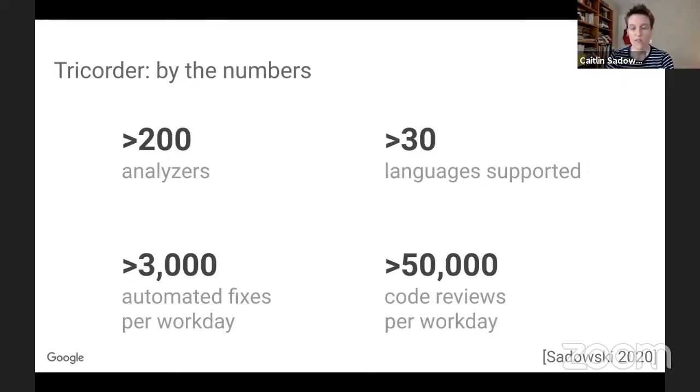People apply 3,000 automated fixes every workday. And that's just the automated fixes being applied. In addition, people click on "please fix" I think 5,000 times every workday. These statistics are from, I think, 2018, published in 2020. And Tricorder analyzes more than 50,000 code reviews every workday.